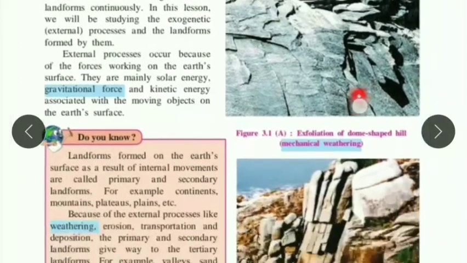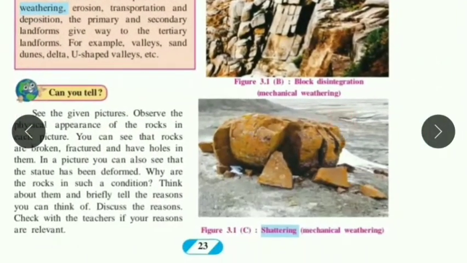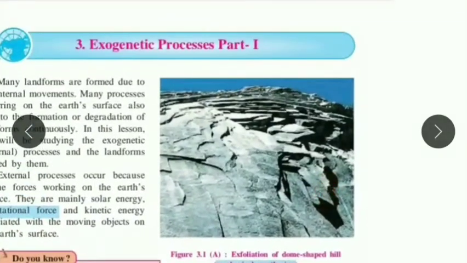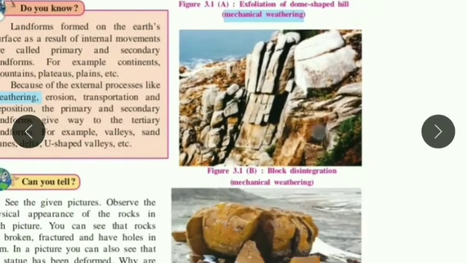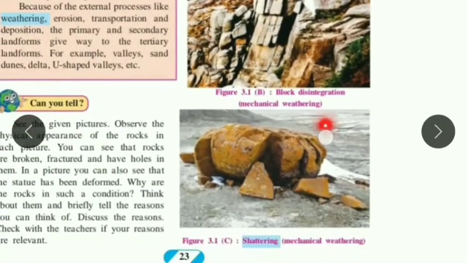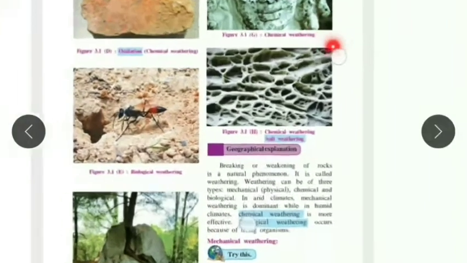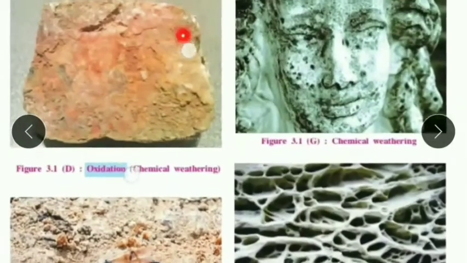Here we can see some pictures. These are the types of weathering, where you can see these are the mechanical type of weathering. Now we have a better idea what mechanical weathering and chemical weathering are. Let's see some pictures.